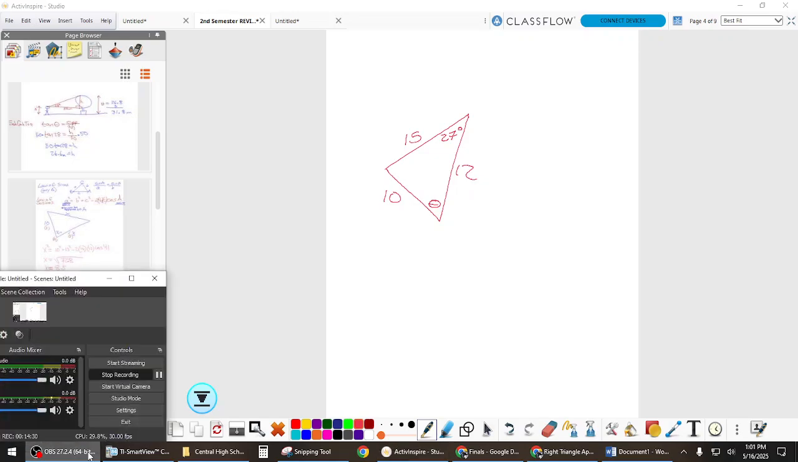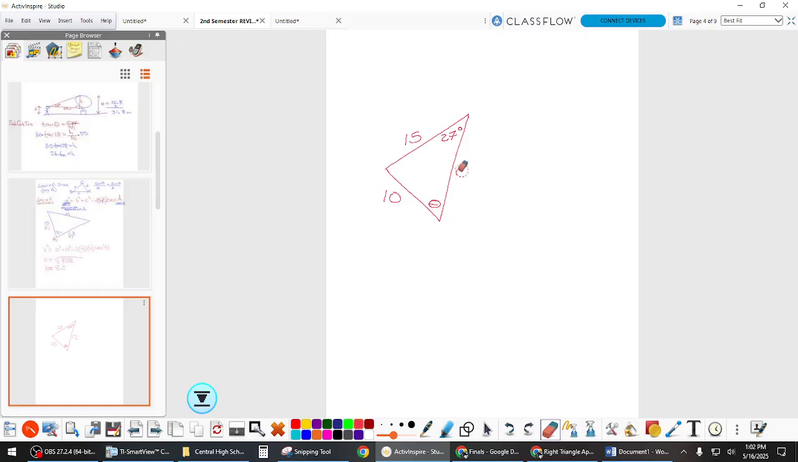Solving for theta. Why do I say my labels are kind of dumb? Yeah, the shortest length is opposite the largest angle. Let's just make it 20.